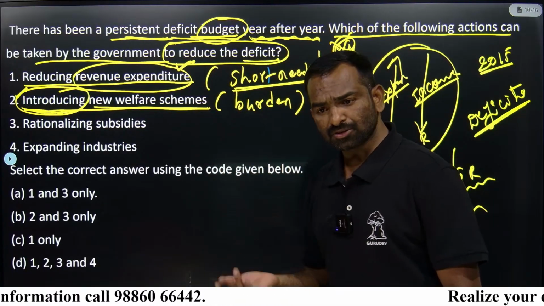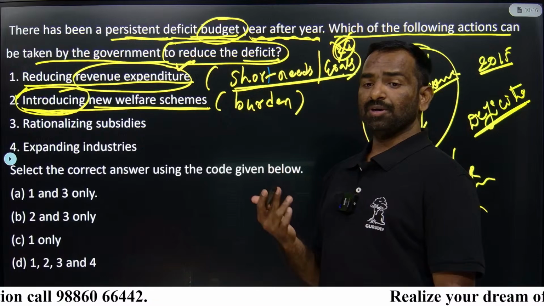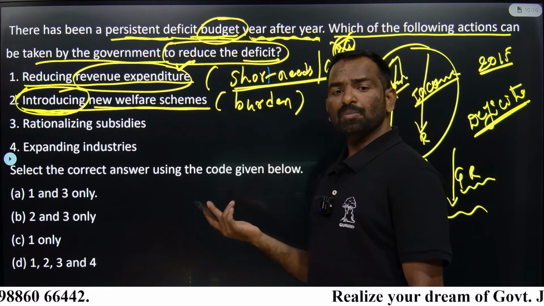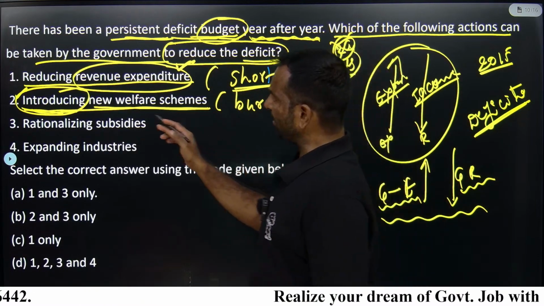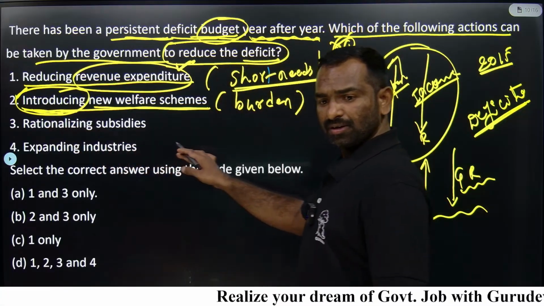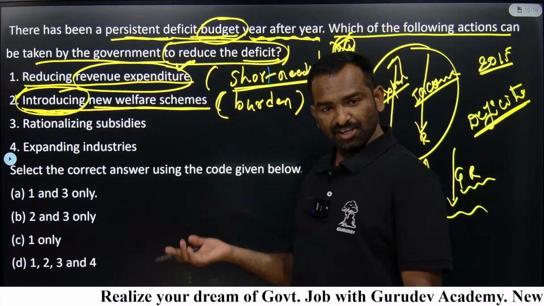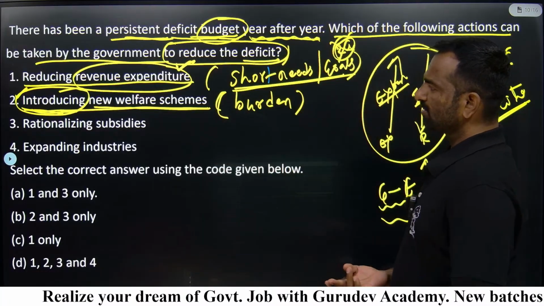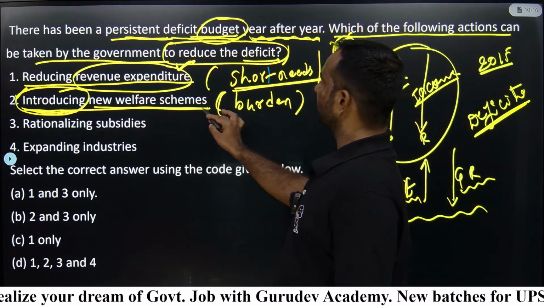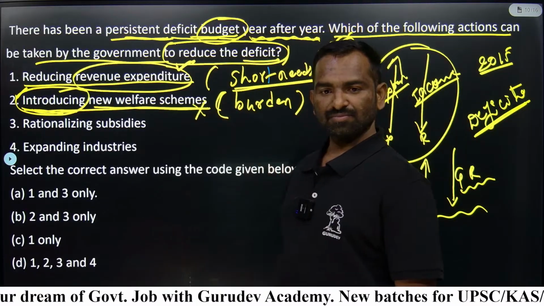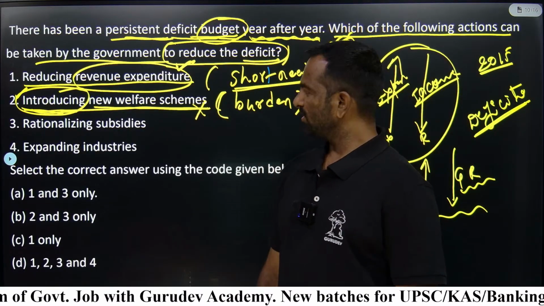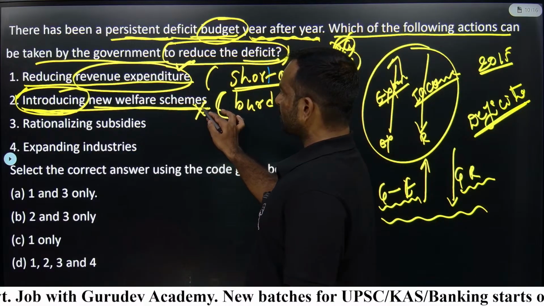The government introduced the new scheme, and the government has to spend more money. Okay, there is no reduction in the deficit, right? That's why the second option is wrong.